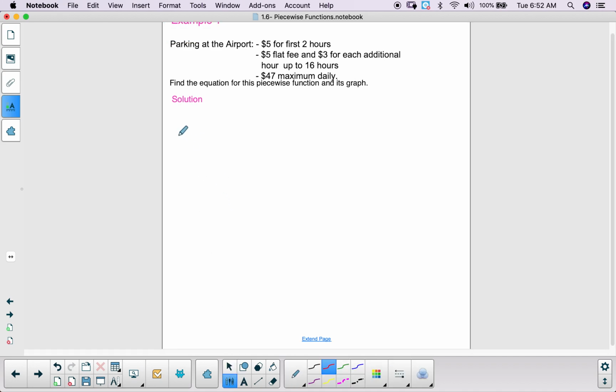So for the first part, you notice that for the first 2 hours, that's from 0 to 2 hours. Now it does not include 0 but includes the 2, because if you haven't parked at all, you're not going to pay anything, right? So for 0 to 2, not including the 0, you pay $5. So it's a flat fee.